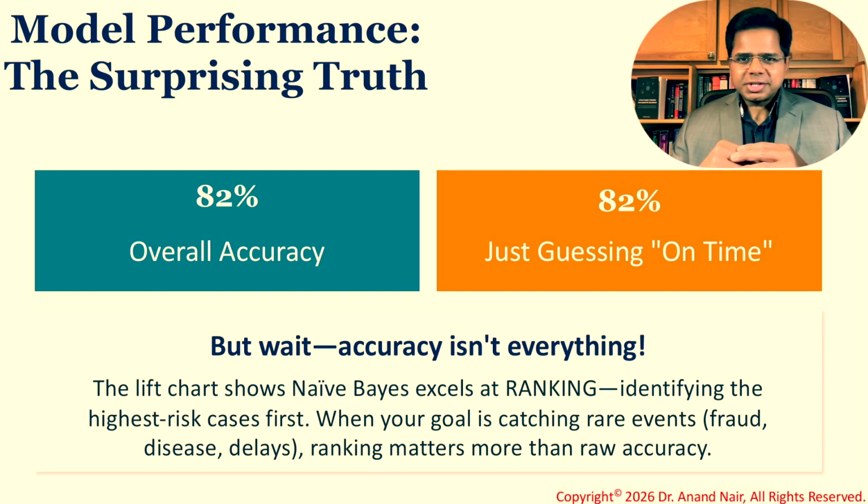If you only have resources to investigate 20% of transactions for fraud, Naïve Bayes will help you pick the right 20%. This is the key insight. When your goal is catching rare events, ranking matters more than raw accuracy. A hospital screening for a rare disease doesn't care if the model gets 99% accuracy. They care if the model flags the actual sick patients, even if it means some false alarms.